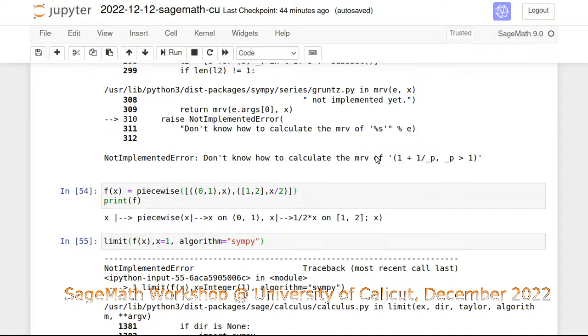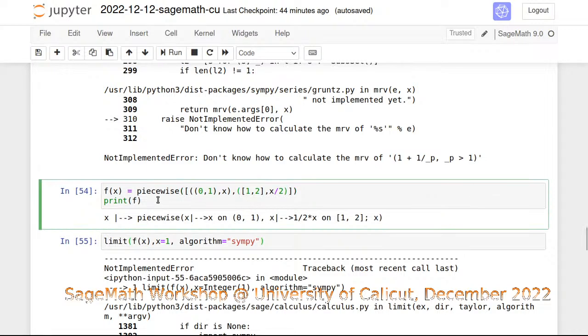So for the piecewise function, if I want to, let me just see once again. So piecewise doesn't seem to support. Okay, let me just at least see if this piecewise function supports plot or not. So these types of functions we may have to encounter once in a while.